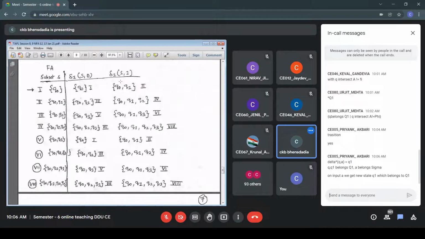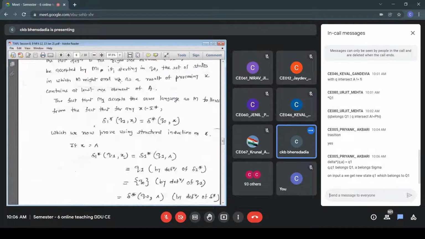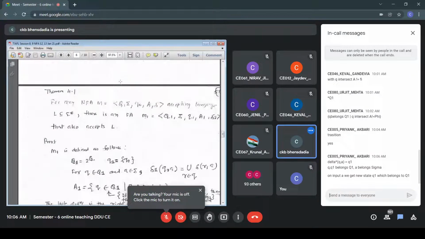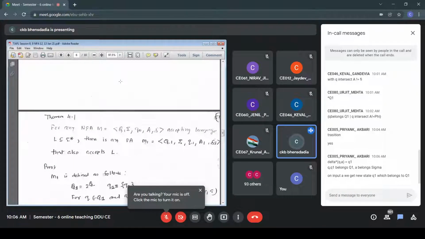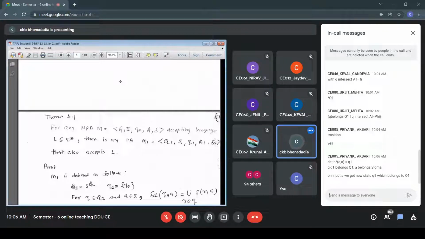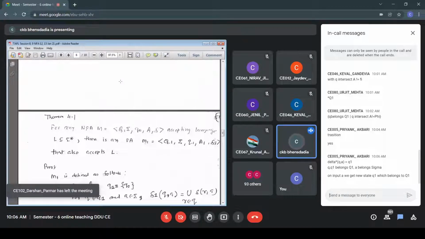So it is the union over r belonging to q, every element of q, of delta r A. That is delta q1 0 union delta q2 0 union delta q3 0, if my small q is the subset q1, q2, q3. It is delta because we are looking at the transition function, the transition table, of NFA. So that is my definition of delta 1.